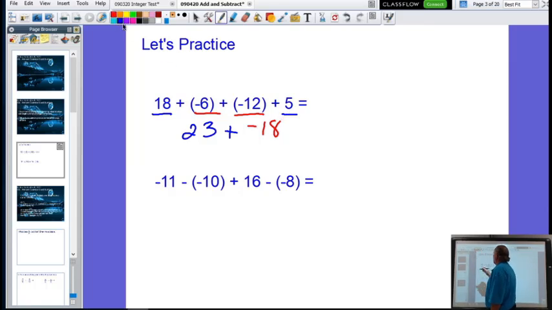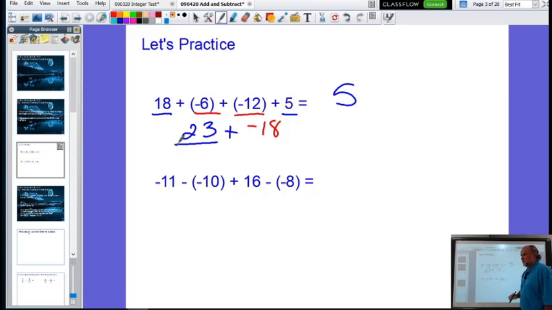Okay, so once we've done that, we do one subtraction problem, because my signs are different, so we subtract. And you end up with 5 as your answer. And it's going to be a positive 5 because the 23 is farthest from 0. It has the greatest absolute value.